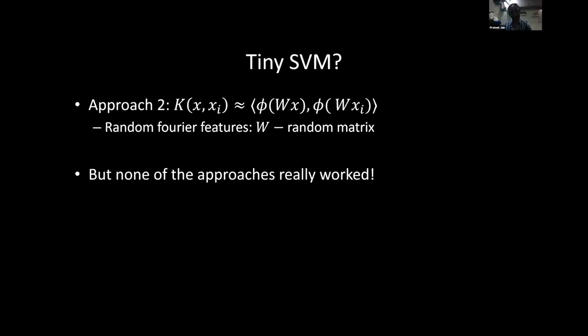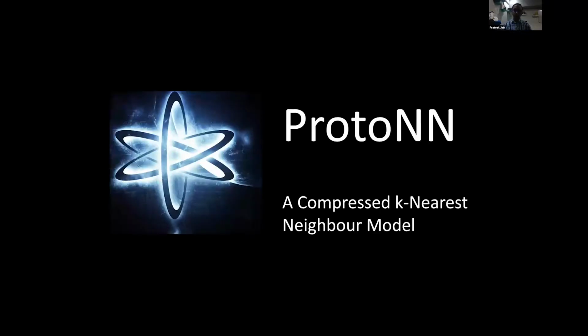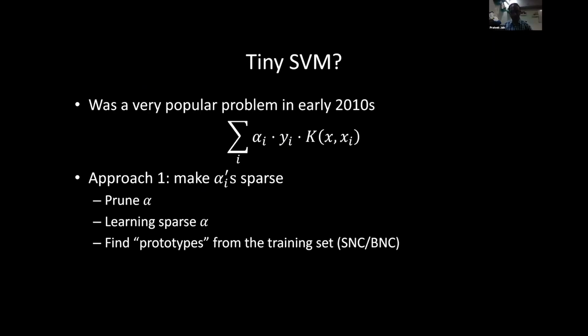And that's why, while this idea was very interesting and theoretically solid, it never really worked. So this was the context in which we started studying these two methods that we have come up with, which we call Proton and Bonsai. Proton in particular is completely in this regime of making support vector machines smaller so that they can fit on really tiny devices. It is very heavily motivated by this idea of learning prototypes from the training set.